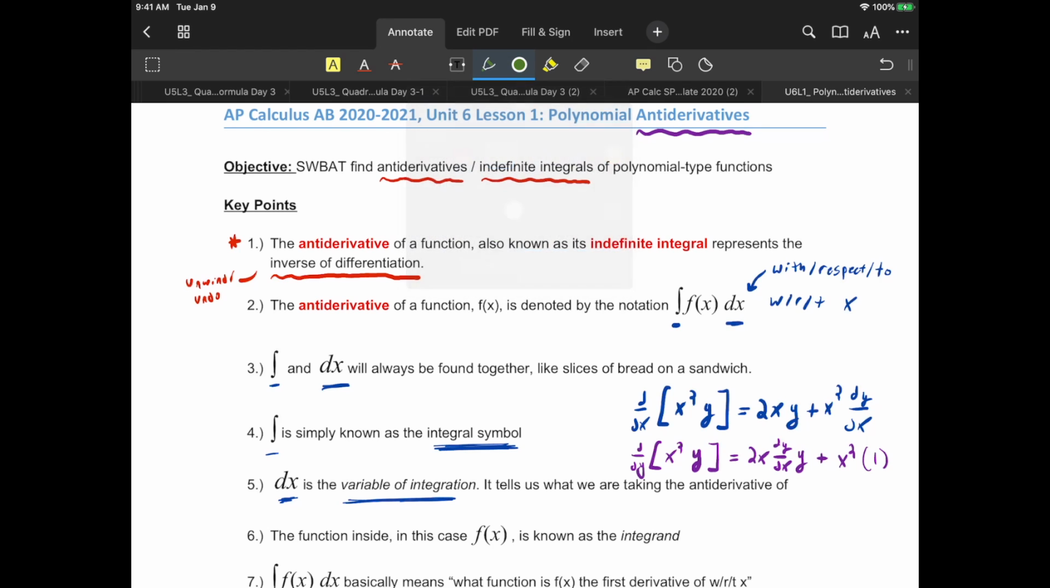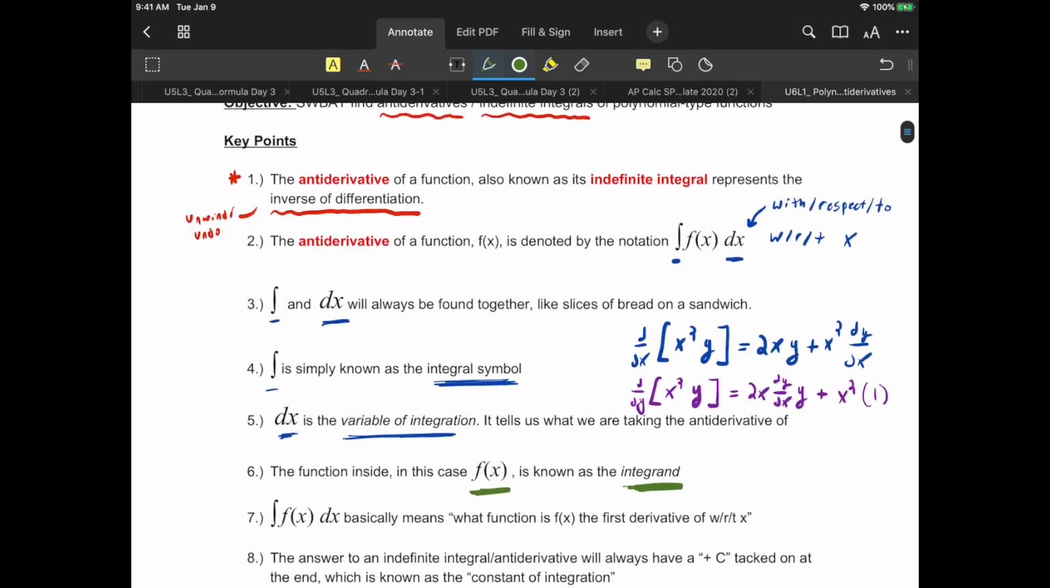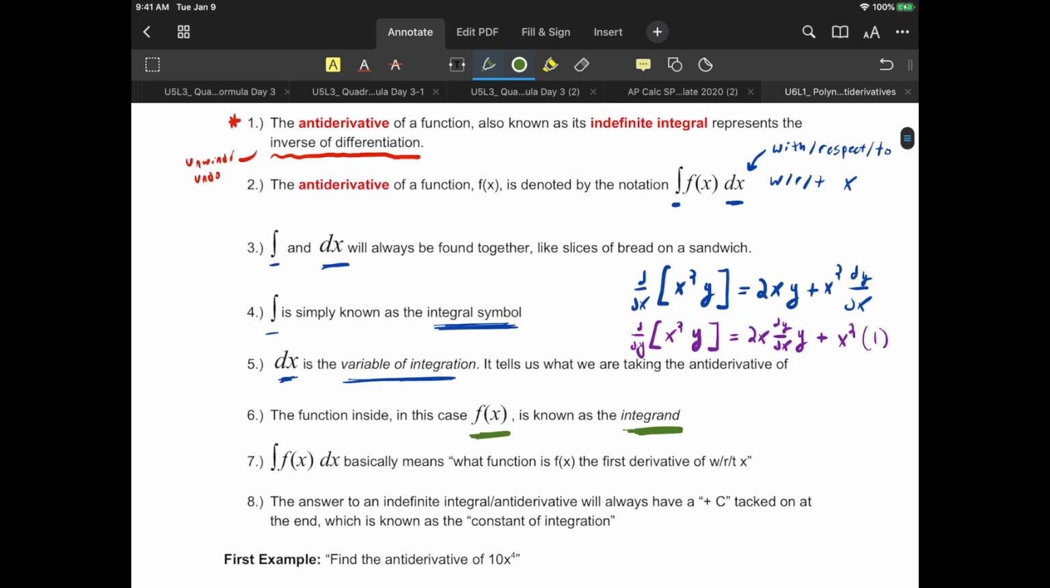Another quick vocab word before we get to some actual, how does this work? The function that you are taking the indefinite integral of is known as the integrand. It is what you are taking the antiderivative of. And so putting that all together, this function here, the antiderivative of f of x with respect to x, basically means what function, if I did d over dx on it, if I took the first derivative of it, would give me f of x.